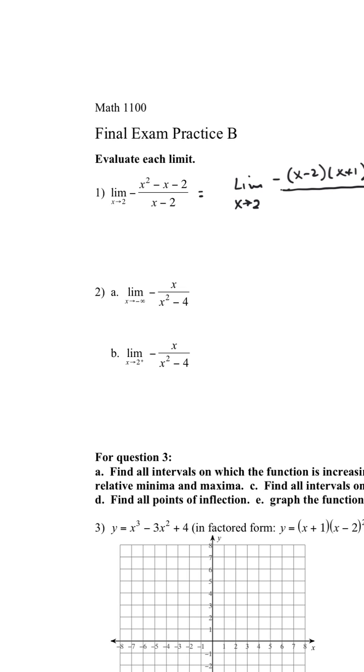We got to carry this negative sign with it. So then the x minus 2 can factor out. So it's the limit as x approaches 2 of the opposite of x plus 1. So now we can use direct substitution. Plug in 2, 2 plus 1 is 3, 3 times negative 1 is negative 3.